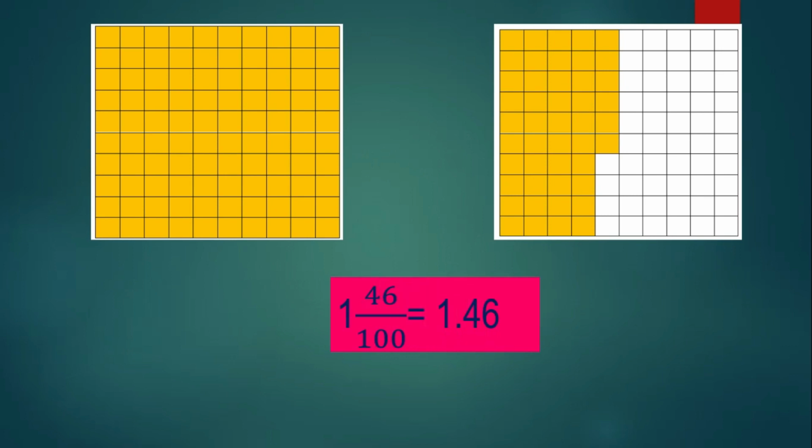And how many small, very small squares are here? You can see here 1, 2, 3, 4, 5 and 6 small squares are colored. So this 6 will be written at the 100th place. So what is the decimal representation here, children?